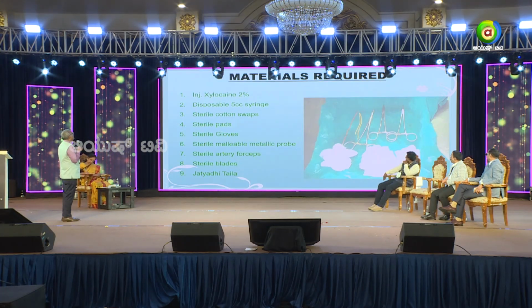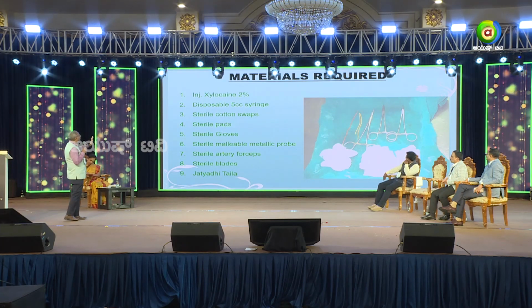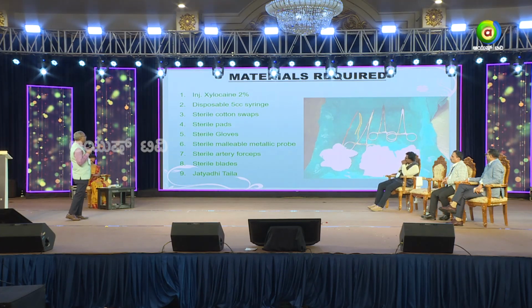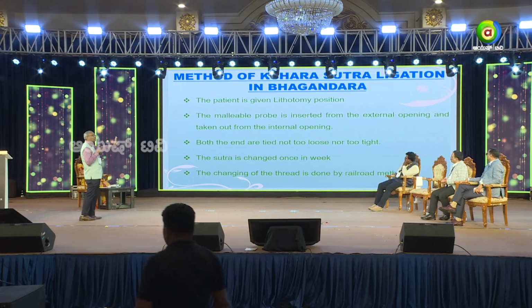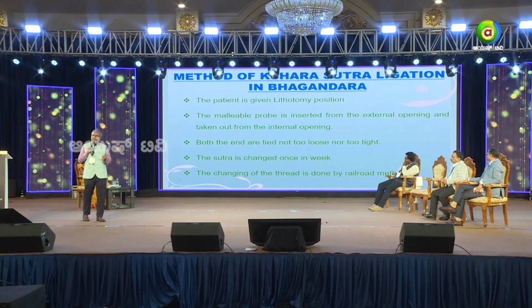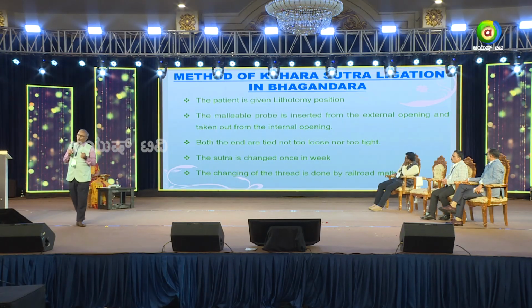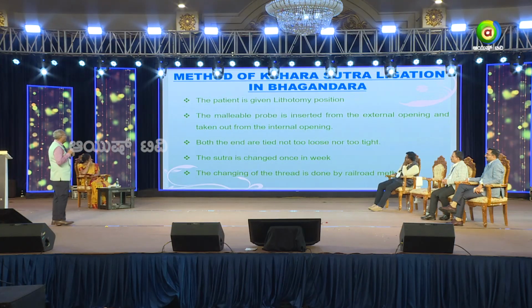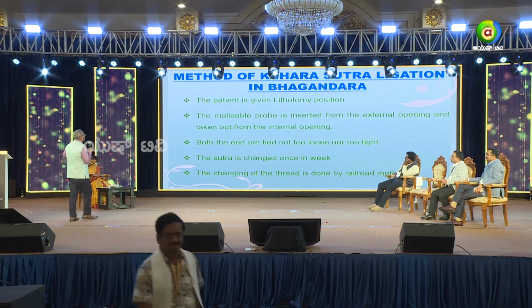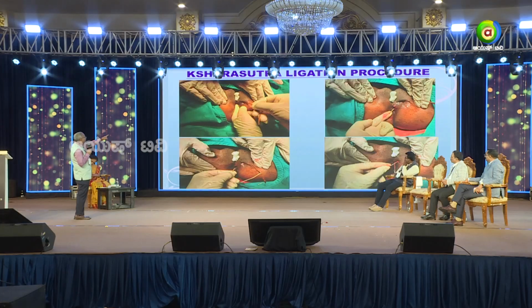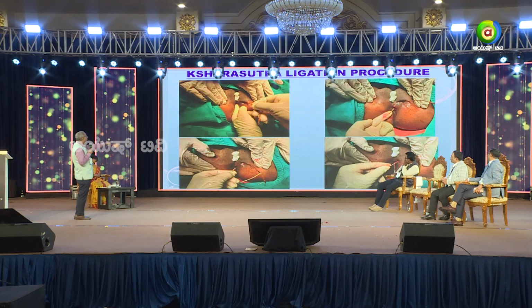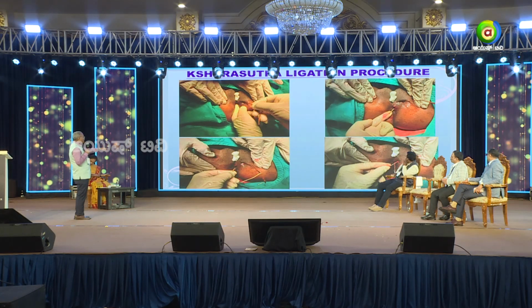Next. The materials required: local anesthesia. All these other things are not needed. You require a probe, local anesthesia, and a Kshara Sutra. With the patient in the lithotomy position, we again give the local anesthesia infiltration, put the probe and see the direction, take out the probe from the internal opening, then tie the Kshara Sutra, not too loose or too tight. This is the procedure. I am doing the probing. Then the probe is taken out with the Kshara Sutra, and it is tied.